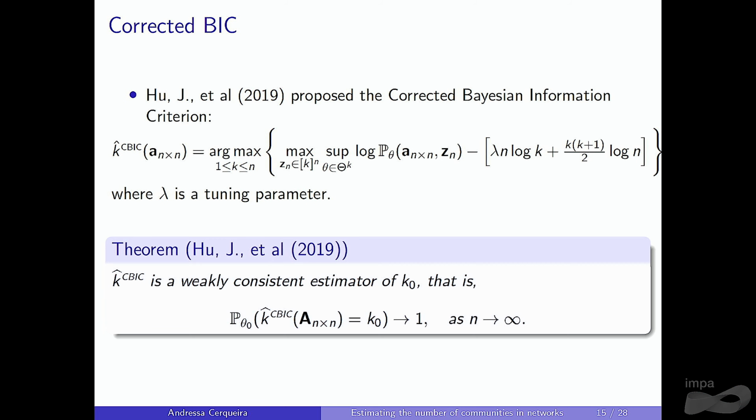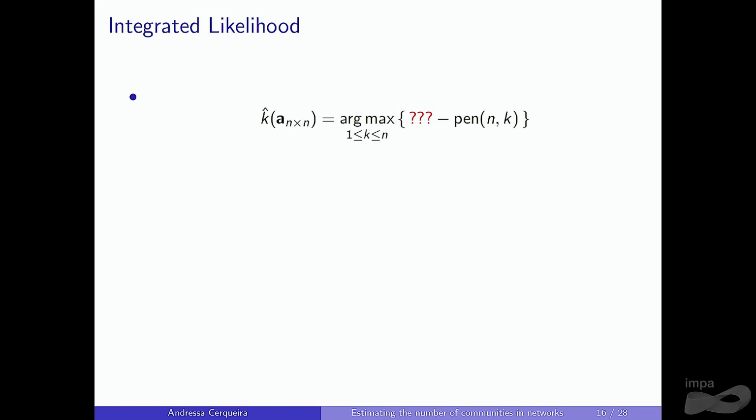And what they prove is that it's the same thing. They prove that this estimator is weakly consistent to estimate the true number of communities. Okay. So now, open problem, Roberto.